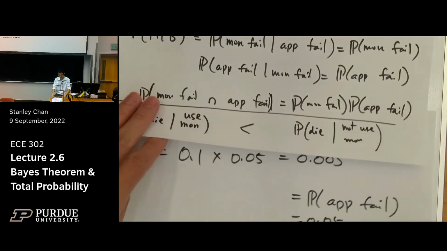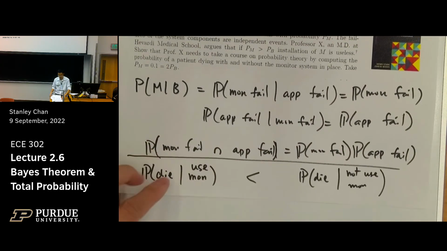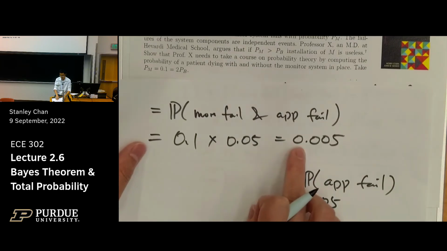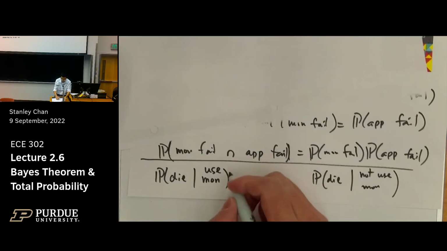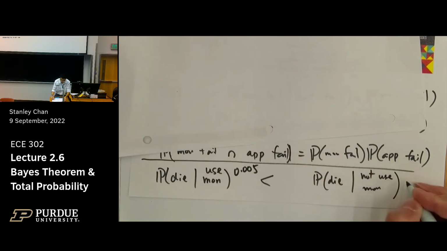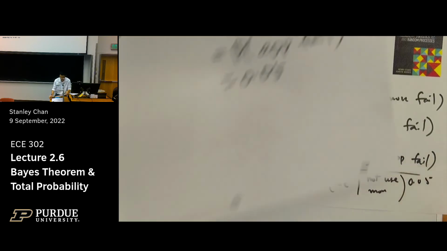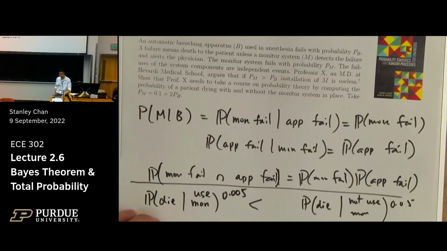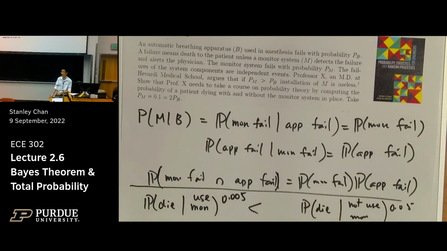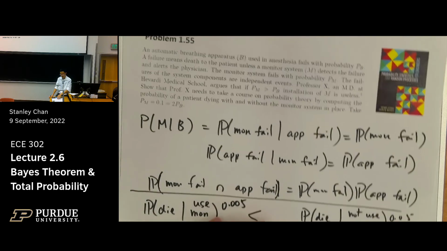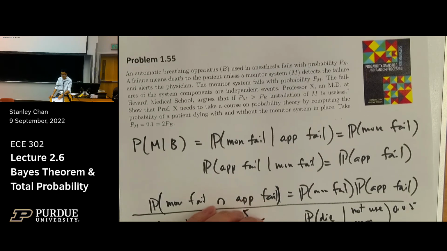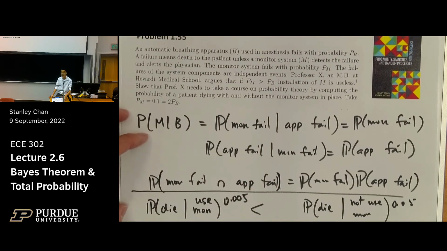So now you compare this probability and that probability. One is 0.005. So this is 0.005. This is 0.05. And which one is higher? Clearly, this is 10 times higher. 10 times higher. Okay? All right, so of course, Professor X has to take a class in probability, but let's go back to this example here.